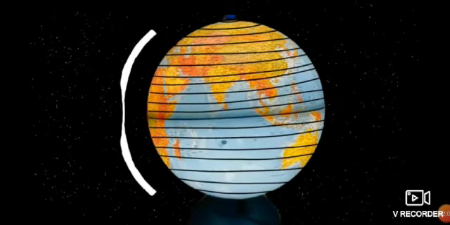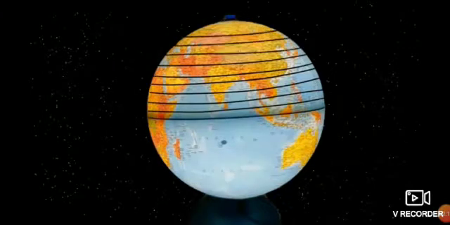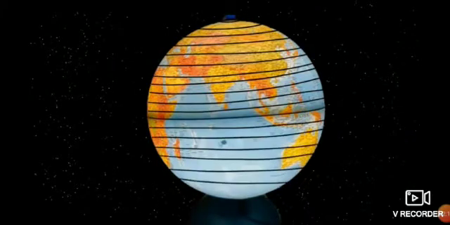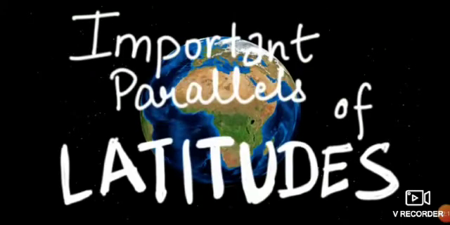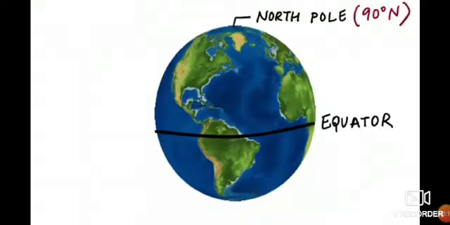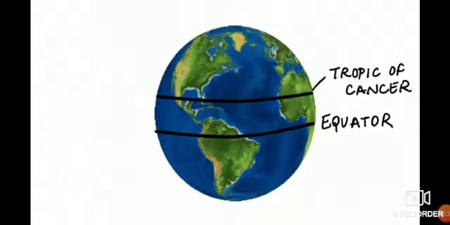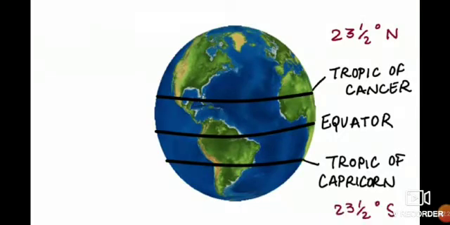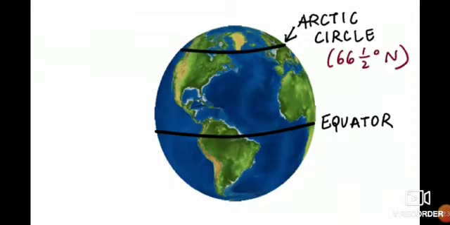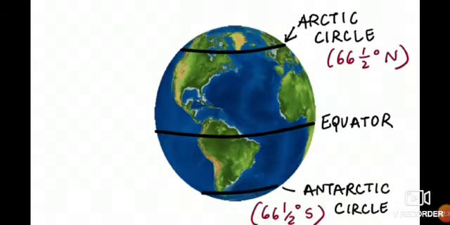Now let's understand. When we see the globe here, these parallel lines are known as latitude. They are very important parallels of latitude. Above is the North Pole at 90 degrees, and below we can see the South Pole at 90 degrees. Above the equator is the Tropic of Cancer, which is 23.5 degrees north, and below is the Tropic of Capricorn, which is 23.5 degrees south. The Arctic Circle is 66.5 degrees north, and the Antarctic Circle is 66.5 degrees south.